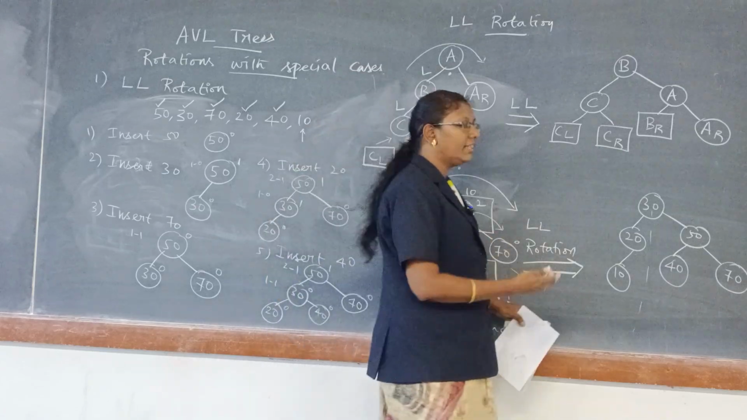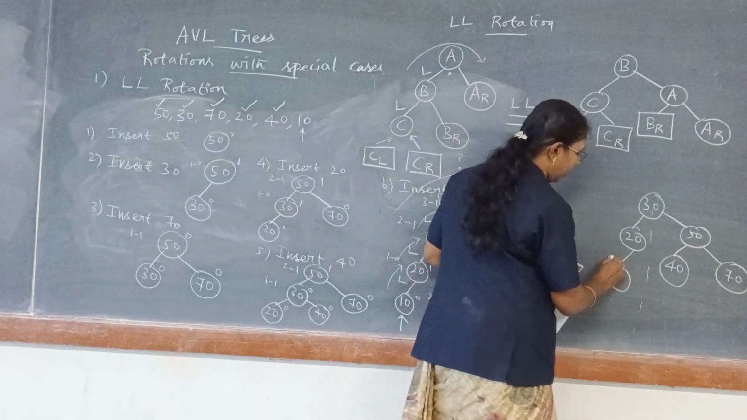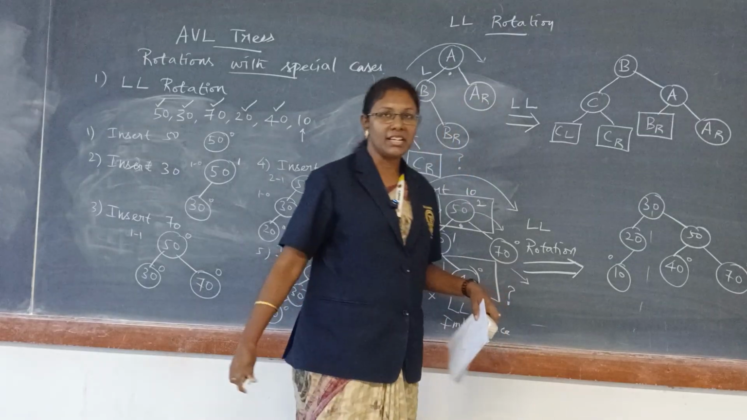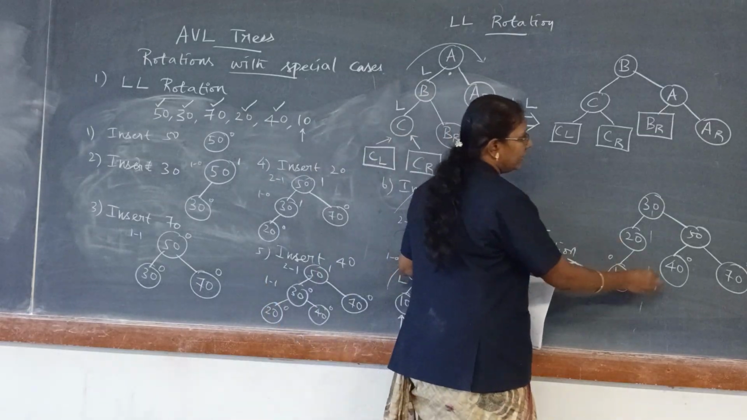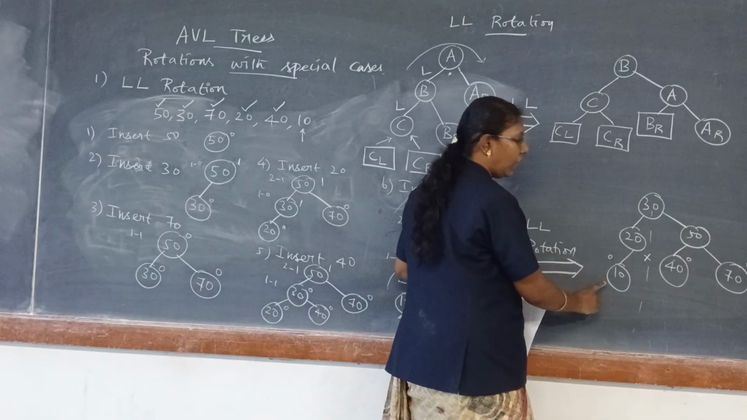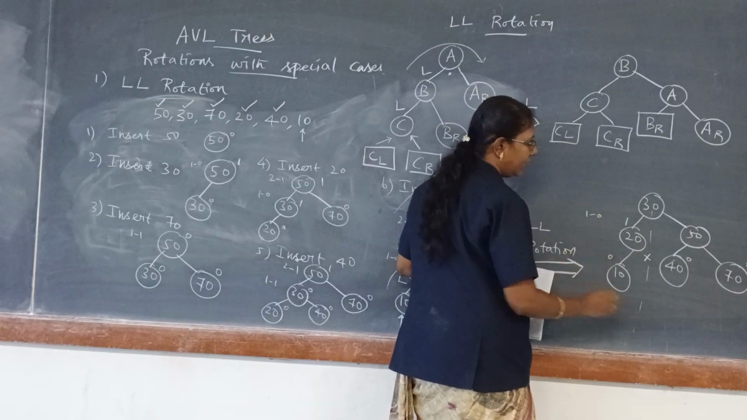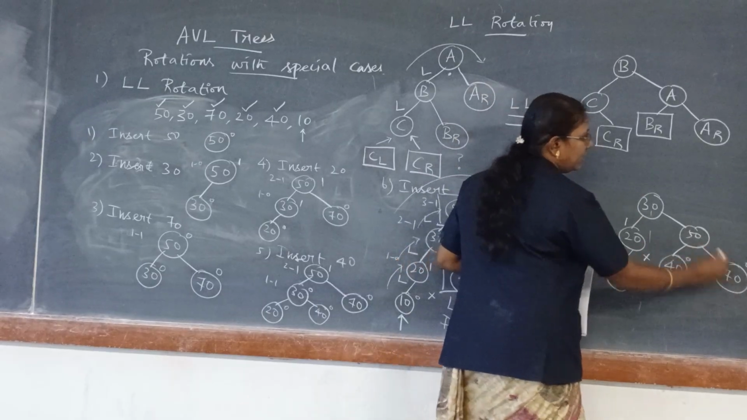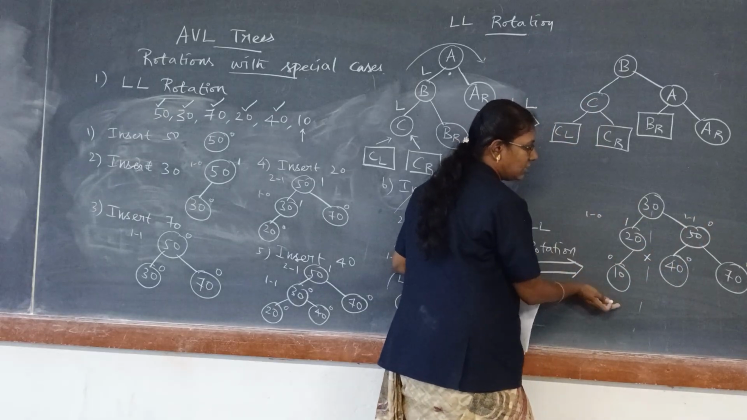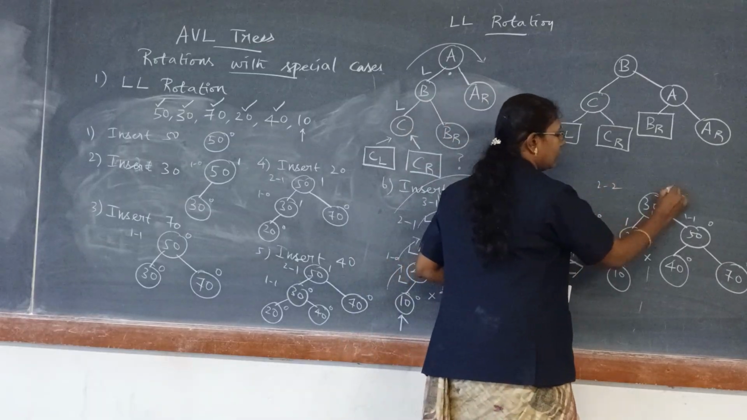So now calculate the balance factor for all these nodes. So 10, 40 and 70 are all leaf nodes, so we can put the balance factor as 0 here. For 20 there is no right subtree, so there is only one level in the left subtree, so it is 1 minus 0, which is 1 here. For this one, 1 minus 1 is equal to 0, and for this one the left subtree's height is 2 and the right subtree's height is also 2. So 2 minus 2 is equal to 0.